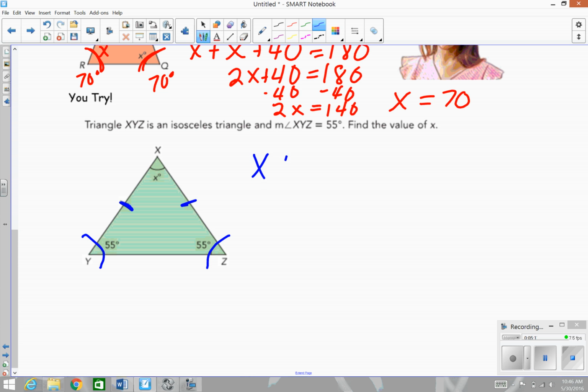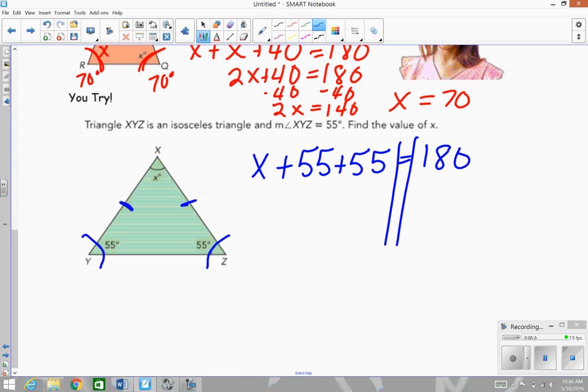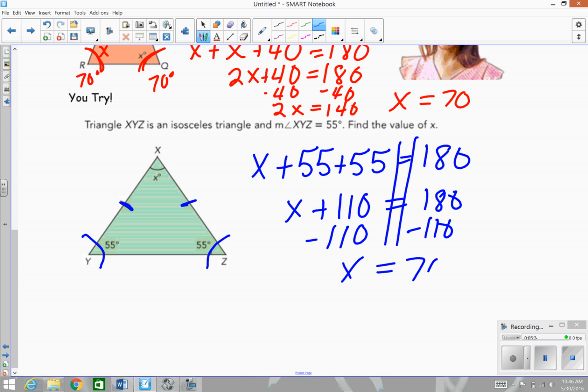So it's set up like this: x plus 55 plus 55 equals 180. x plus 110 equals 180. x equals 70 degrees. When you're all set, go ahead and flip the page.